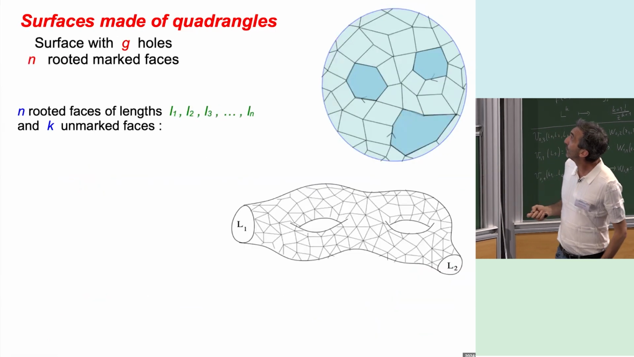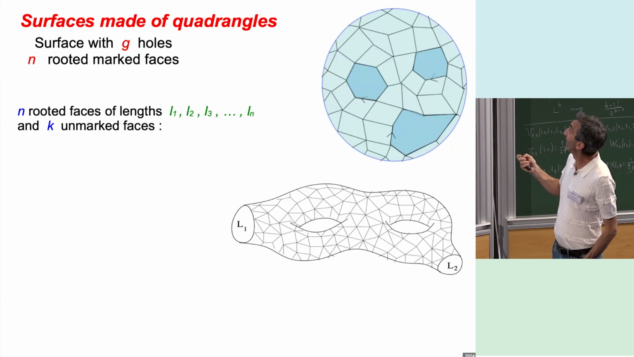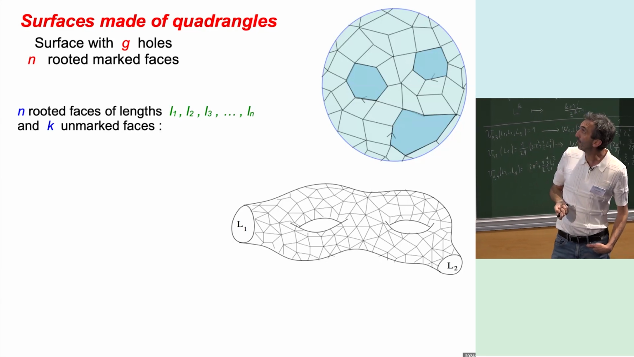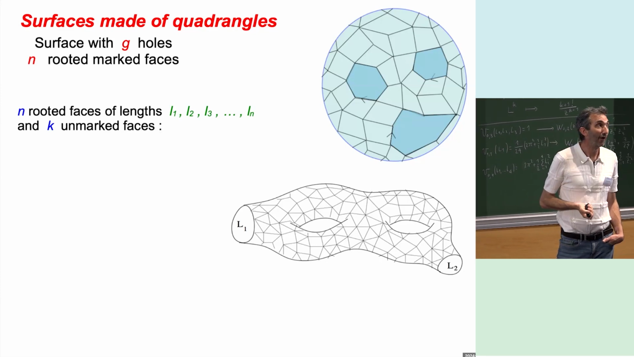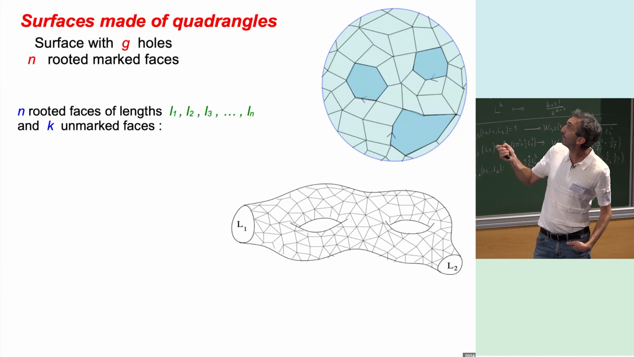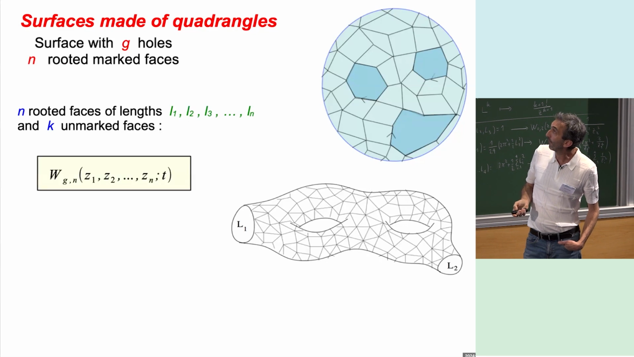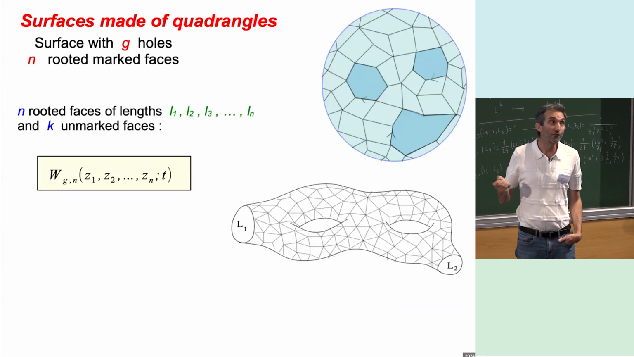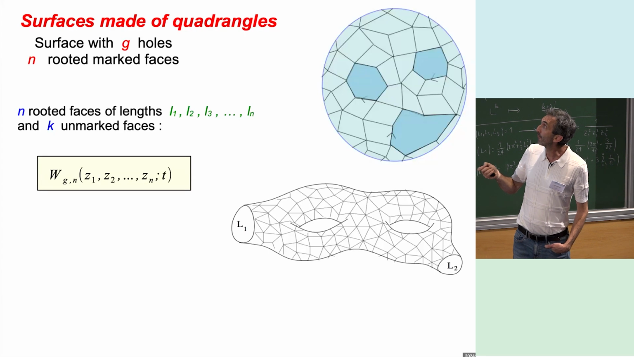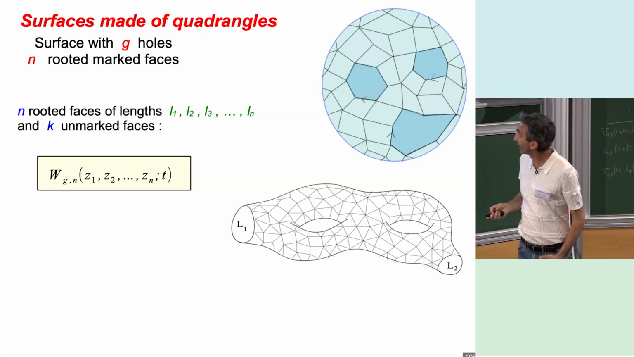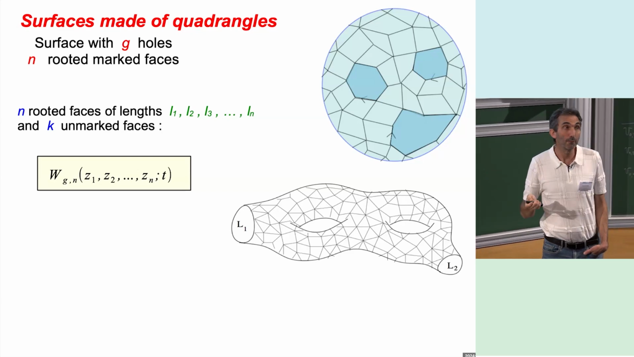Now let's generalize that to a higher number of marked faces and even higher genus. So now, can you count the number of maps with a given genus and a given number of marked faces with given lengths L1, L2, ..., Ln? Again, we make a generating series, WGN. It depends on n variables coupled to the lengths of the n boundaries, and the t coupled to the number of unmarked quadrangles.